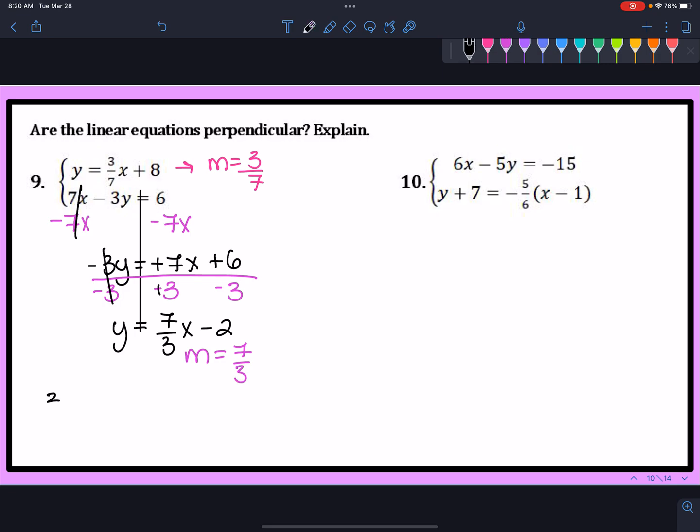If I do 3/7 times 7/3, I get 21/21, which is positive 1. So these are not perpendicular.